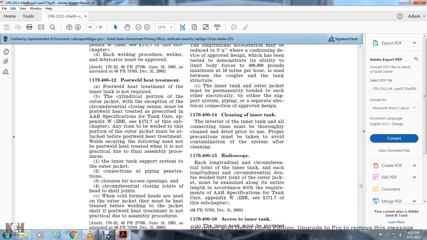179.412, post-weld heat treatment. The post-weld heat treatment of the inner tank does not require the cylindrical portion of the outer jacket within the width of the exemption, but the circumferential closing seams must be post-weld heat treated as prescribed in the AR specification of the tank car's Appendix W.